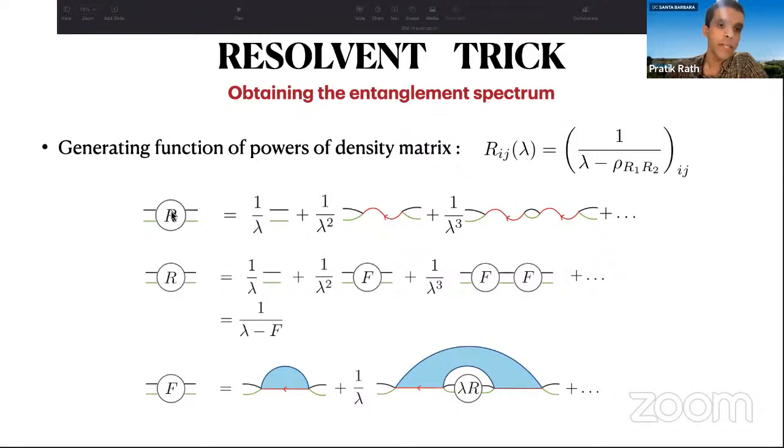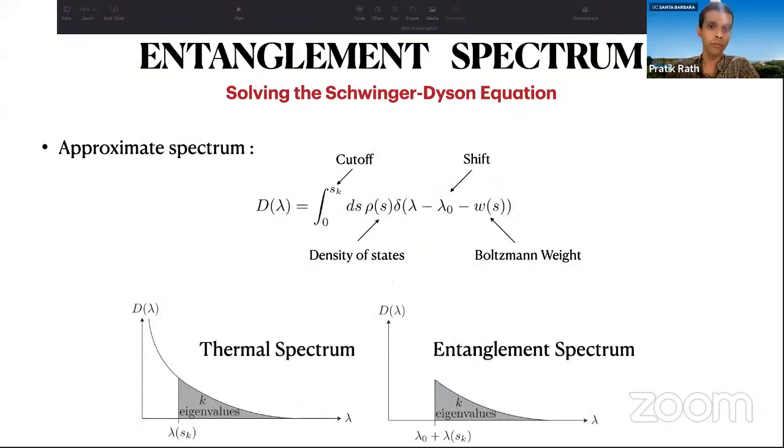Once you do that, what we see is that we've now managed to write the resolvent in terms of a function of the resolvent. So it's a self-consistency equation, or a Schwinger-Dyson equation, which you can solve. And this was solved in the original paper to find an approximate entanglement spectrum. The approximate form of the entanglement spectrum is simple.